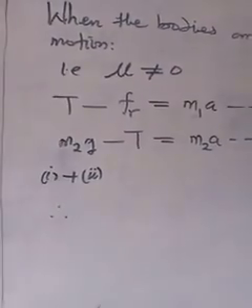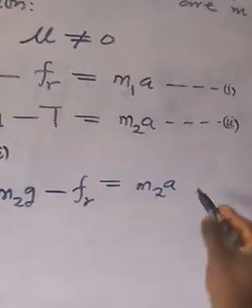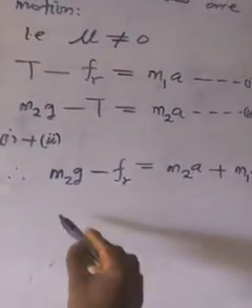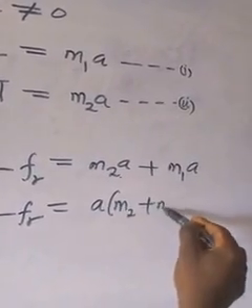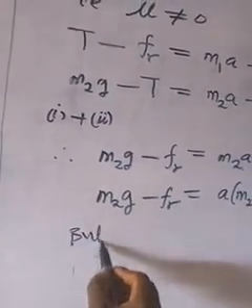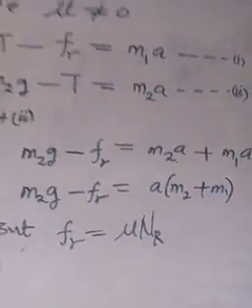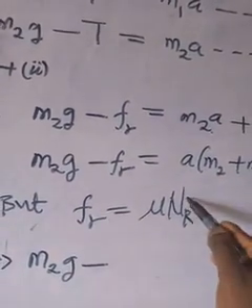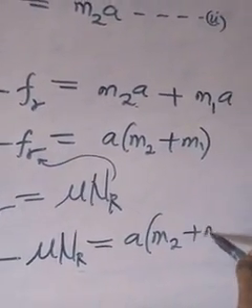Therefore, m2g minus frictional force is equal to m2a plus m1a. m2g minus frictional force is equal to, acceleration is common, let's factorize it, a times m2 plus m1, close the bracket. But frictional force is equal to coefficient of static friction multiplied by normal reaction. It means that this equation becomes m2g minus, if you substitute this into this equation, we now have normal reaction multiplied by coefficient of static friction, which is equal to a multiplied by m2 plus m1.